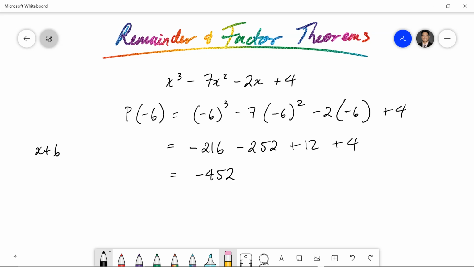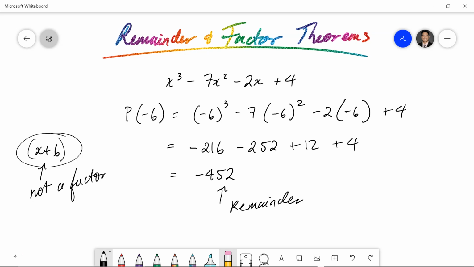So again, not a factor, because this is your remainder. Just like in the previous example, minus 38 was the remainder. If a question asks you what the remainder is once you divide by this expression, all you need to do is substitute x with the polynomial value, which is always going to be the reverse of what's inside. Hopefully that makes sense.